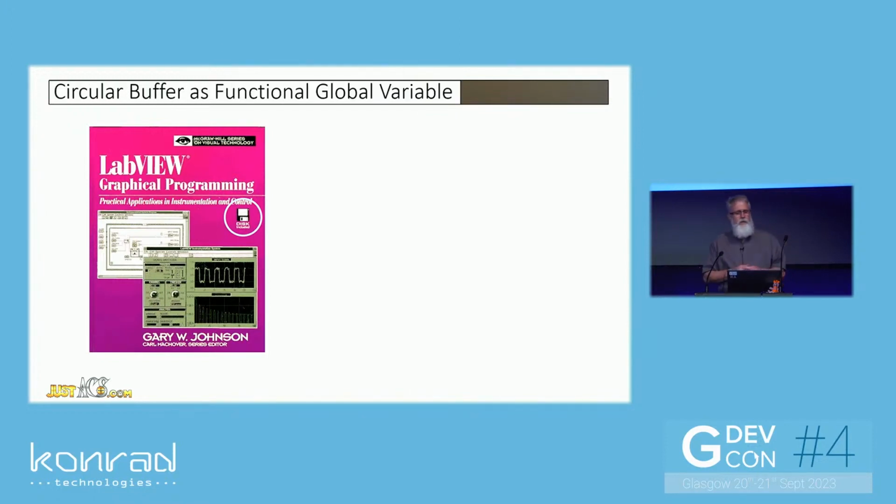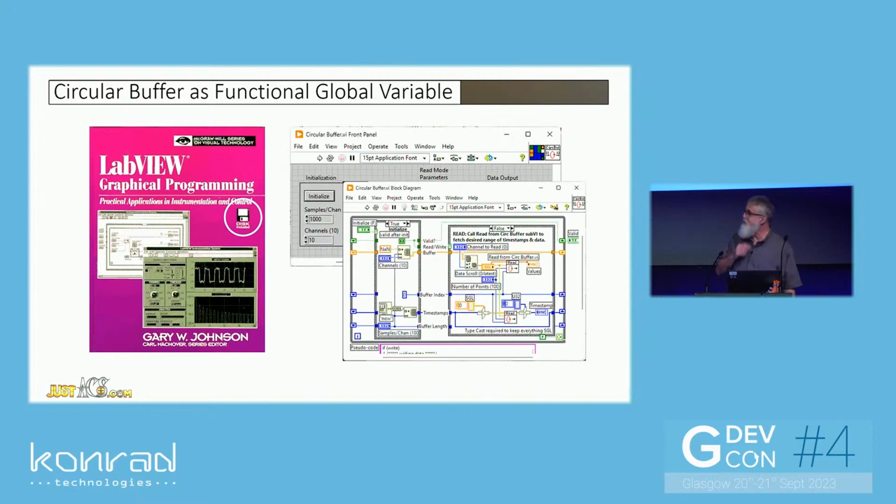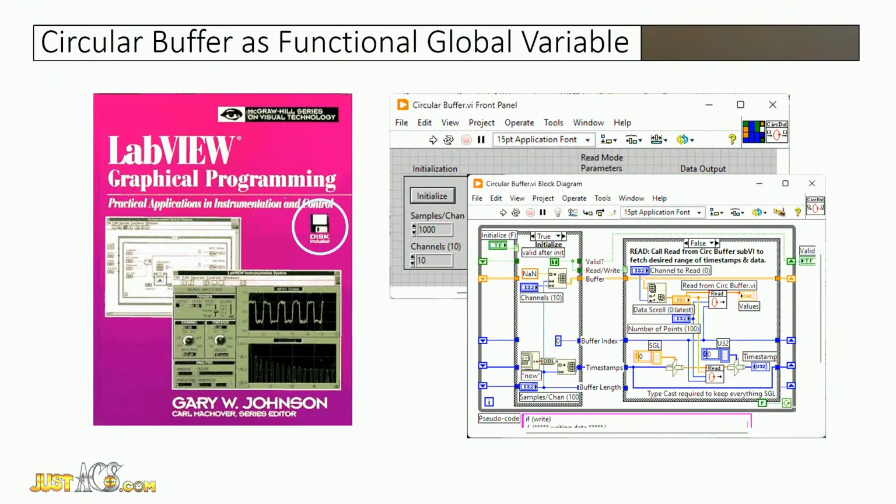And in that book, Gary Johnson gave us a circular buffer, and he stuffed it in a functional global variable. And this is it. Amazingly, I actually had a copy of this VI that went back to LabVIEW 2012. I could actually still open it. I was amazed. But there it is in all of its glory. And as a functional global, it gave us a lot of benefit. I had this great little encapsulated piece of data.